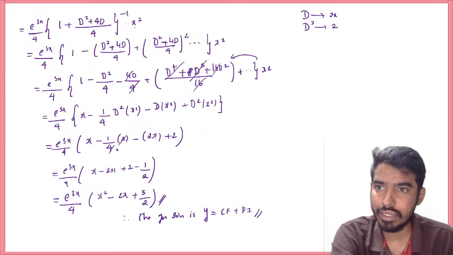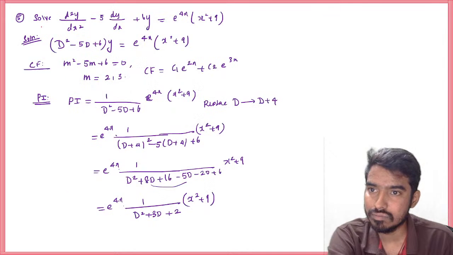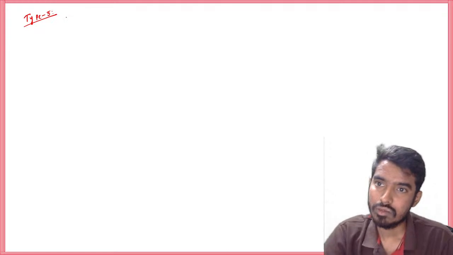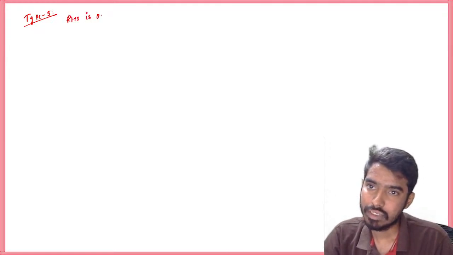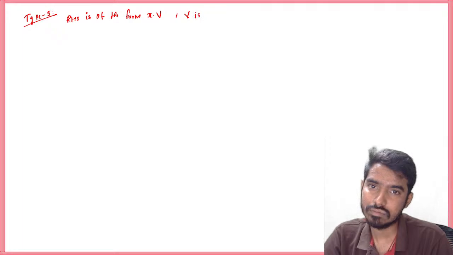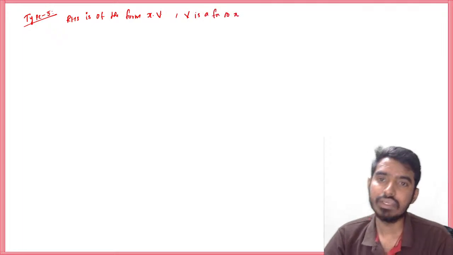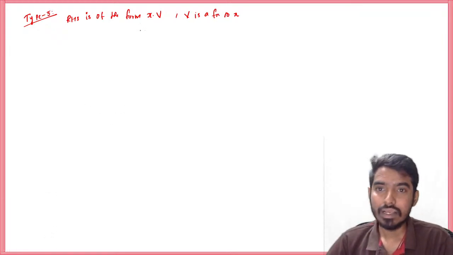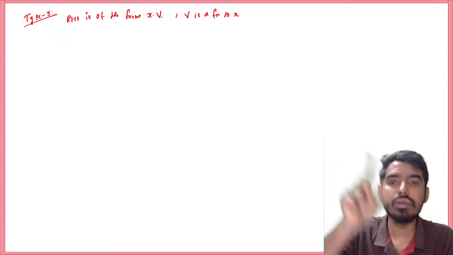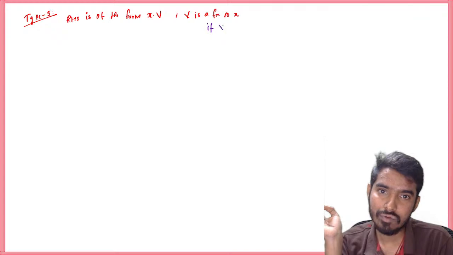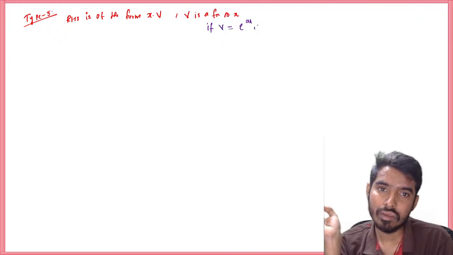So type 5 is where the RHS is of the form x into b, where b is a function of x. This b can be sin x, sin 2x, cos 2x, and so on. But if you have e power x, you can do that in type 4. B is a function of x.